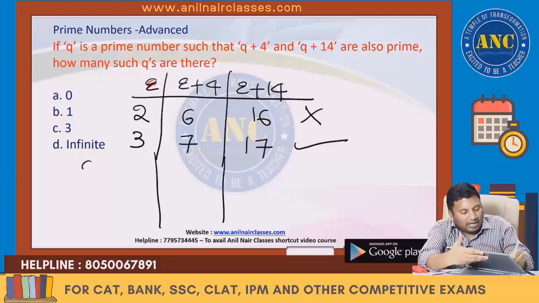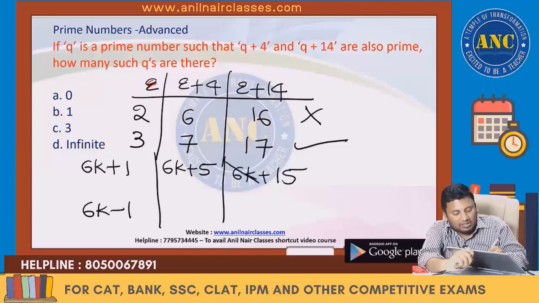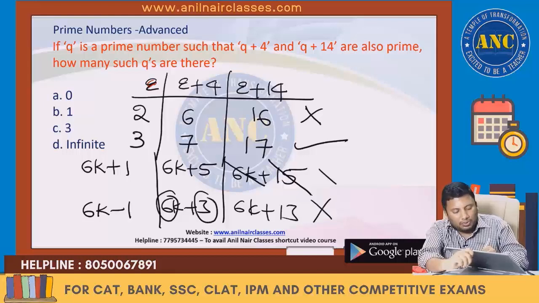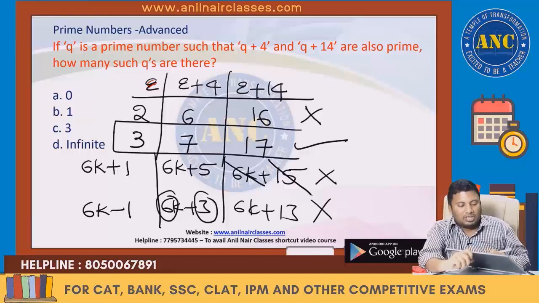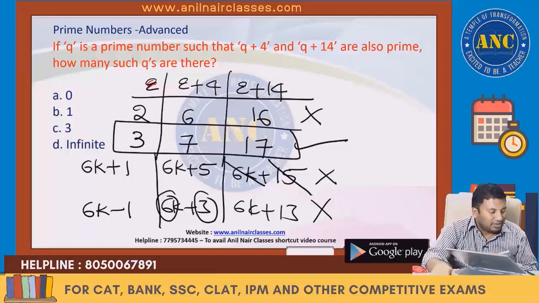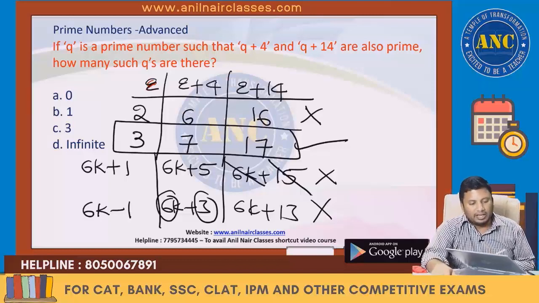Any prime number greater than 3 is 6k plus 1 or 6k minus 1. 6k plus 1 plus 4 is 6k plus 5, and 6k plus 1 plus 14 is 6k plus 15, divisible by 3. These are nothing but 6k plus 3, 6k plus 13, divisible by 3. Not possible. The only numbers which are possible are 3, 7 and 17. I hope the idea is clear.